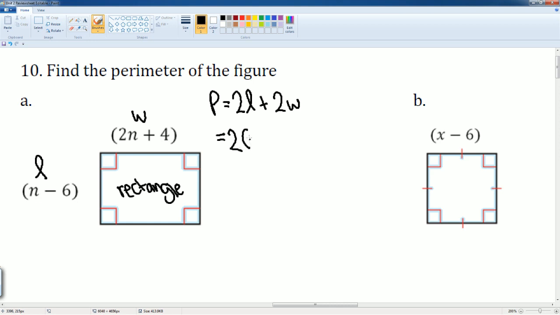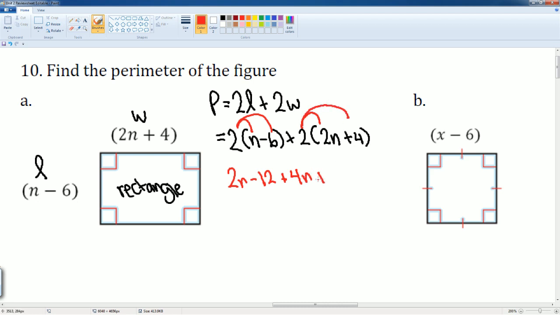2 parentheses n minus 6 plus 2 parentheses 2n plus 4. Now we can distribute. 2 times n becomes 2n. Then we have 2 times negative 6, which is negative 12. Now we could do it to the second term. 2 times 2n gets you a 4n, and 2 times 4 gets you an 8.